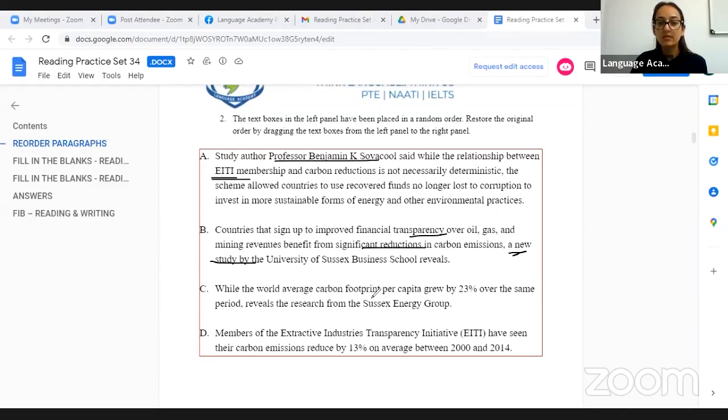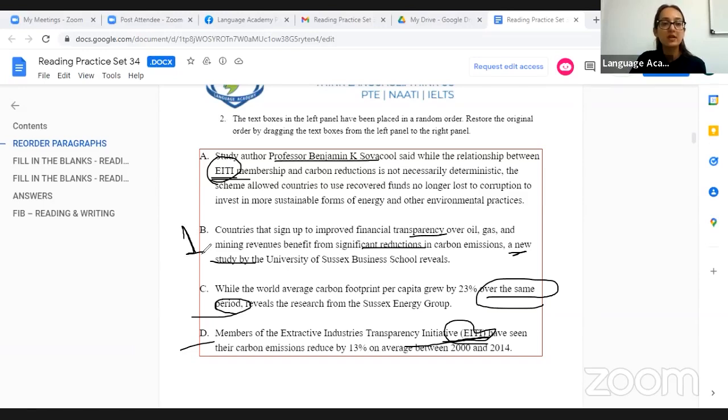While the world average carbon footprint per capita grew by 23% over the same period. So the same period means we have to find out the time period before this sentence. Members of the Extractive Industries Transparency Initiative, EITI, here we have the full form of EITI, have seen their carbon emissions reduced by 13% on average between 2000 and 2014. The first sentence will be B because EITI cannot come before we have the full form. And the sentence which has the full form only talks about members of one particular industry, whereas the B sentence is talking about all the countries.